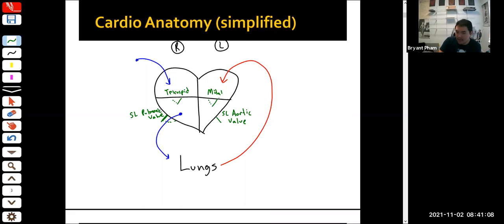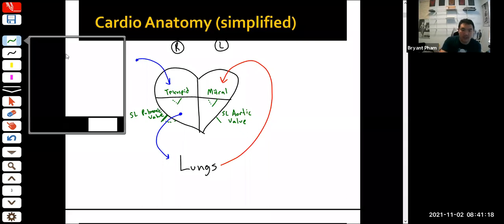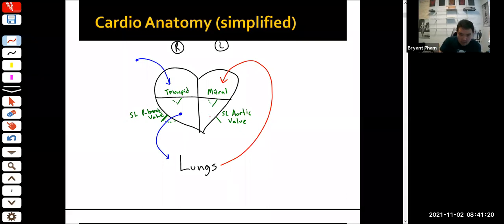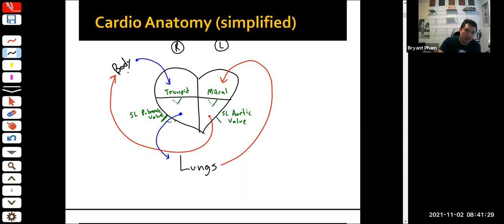So you go through your mitral valve, the internal valve here, to go into your left ventricle. Then you're going to get out of your semilunar aortic valve. Go to your body. Okay, and then rinse and repeat.